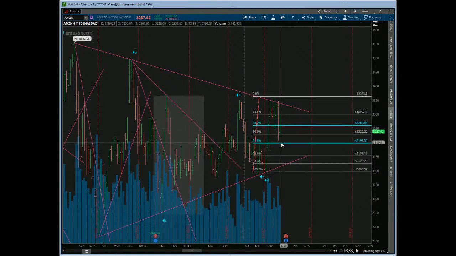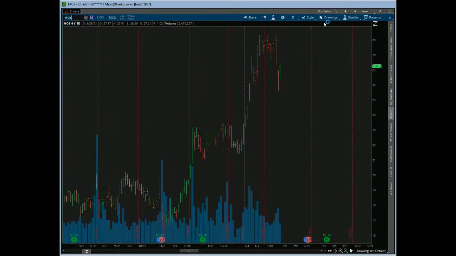Let's see if we can test it here off this inside day, and then if it's ready to break out of this triangle. Otherwise, still jumping around in there. Unbelievable stuff there. Then let's see, we also got MOS. Let's take a look. MOS looking interesting.